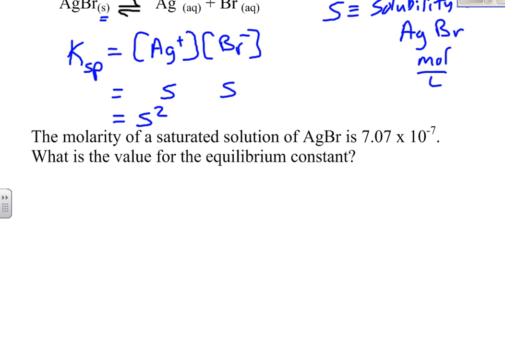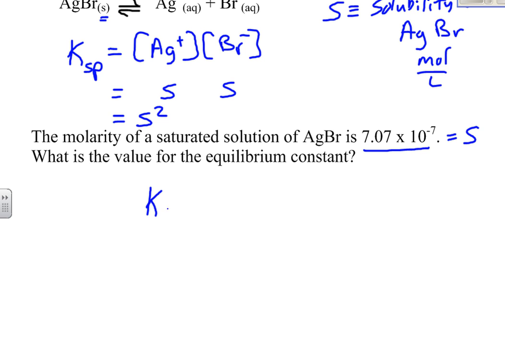We're told that the molarity of a saturated solution of silver bromide is 7.07 times 10 to the minus 7th. Now again, this value is not the KSP, that's the solubility. So that's what S is equal to. So we want to find out the value of the equilibrium constant. So it's simply a matter of plugging that into our formula.